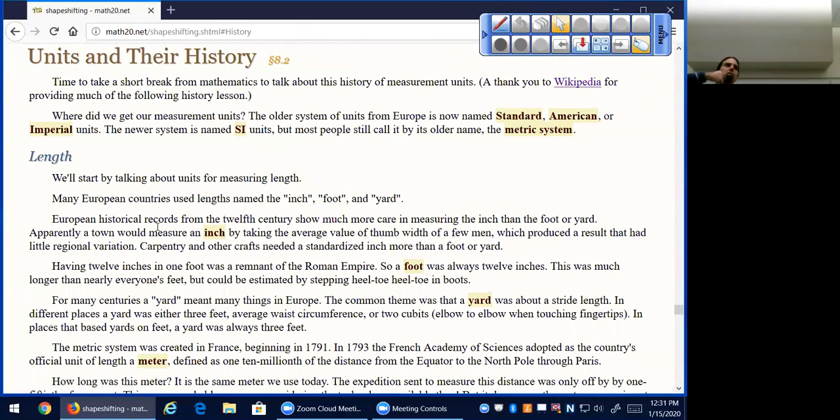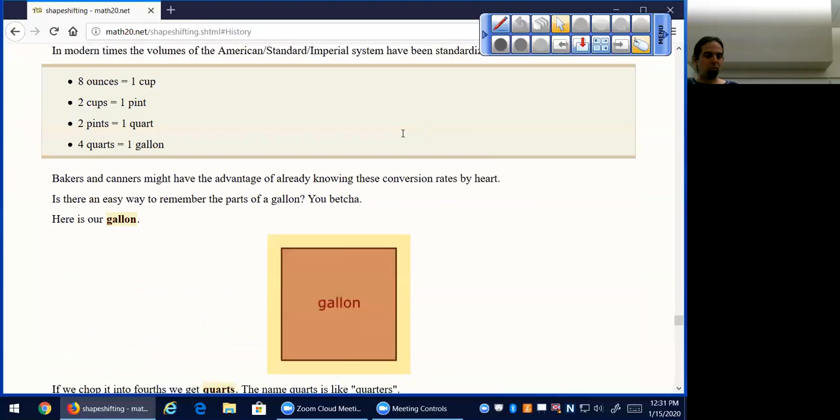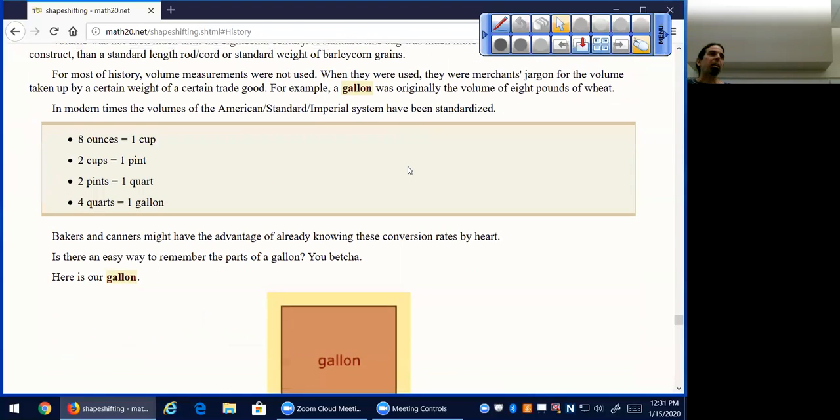Okay, so we ended class on Wednesday talking about measurement units and their history. This was the relaxing part where we didn't actually do any arithmetic. You just sort of got to listen to silly stories about measurement units. The thing I needed to go over again was the cooking measurements.